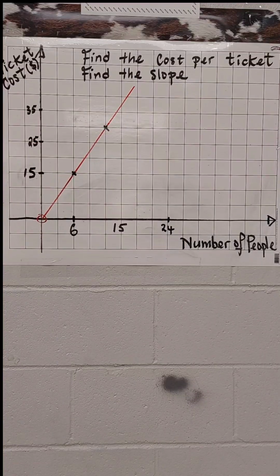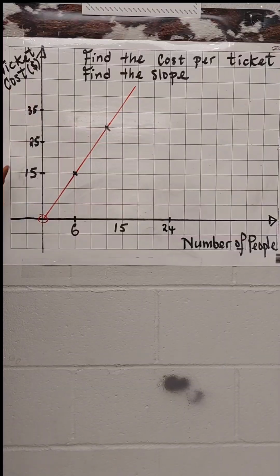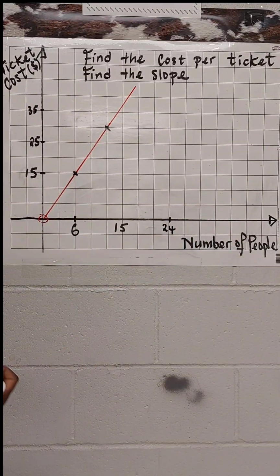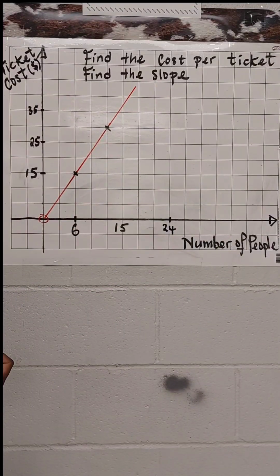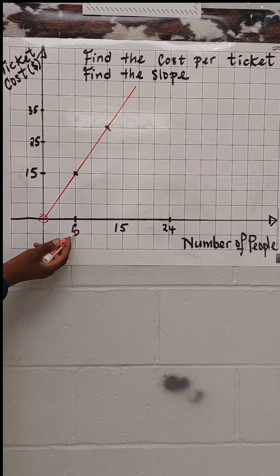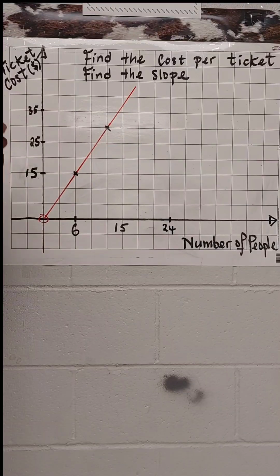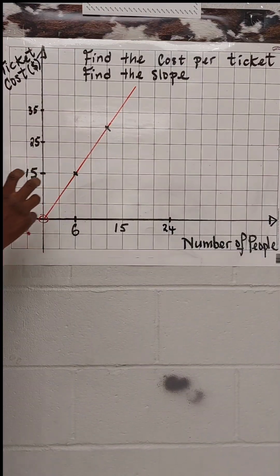Now, this graph shows a real-world scenario where we have cost of tickets versus the number of people who bought the ticket. So from this line, I can see here that 6 people paid $15 for a ticket. From this graph, I can read a lot of information.